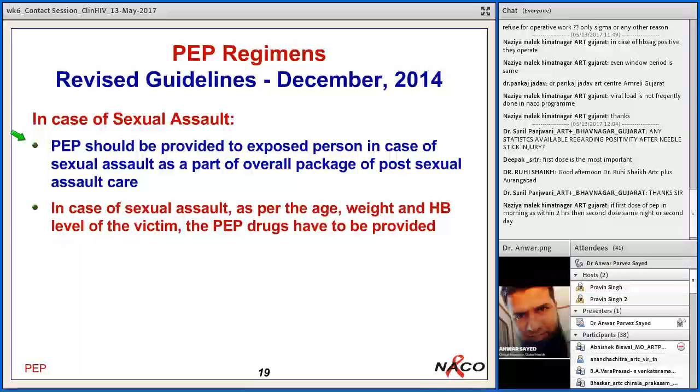So in case there is intolerance to efavirenz, it needs to be substituted with PIs, which can be either atazanavir-ritonavir or lopinavir-ritonavir. Both are fine.